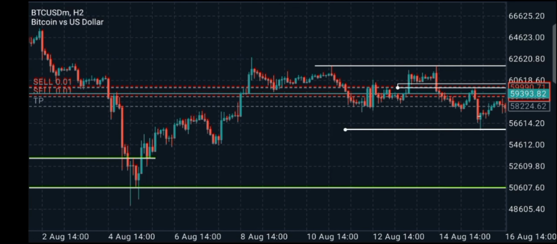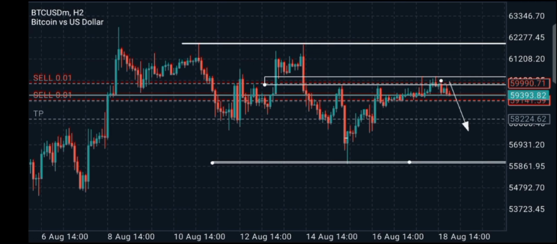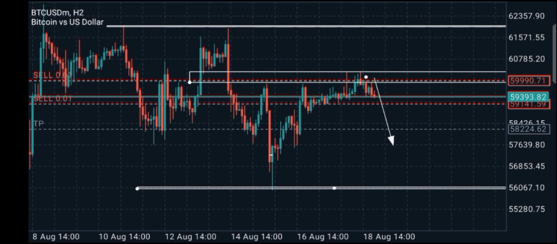So for now, I'm still waiting on this particular setup, and I'll be waiting for some minutes or hours, since it's on the hour time frame. So I'll come back to this chart to check out how far the trade has gone, and share with you guys as soon as possible.